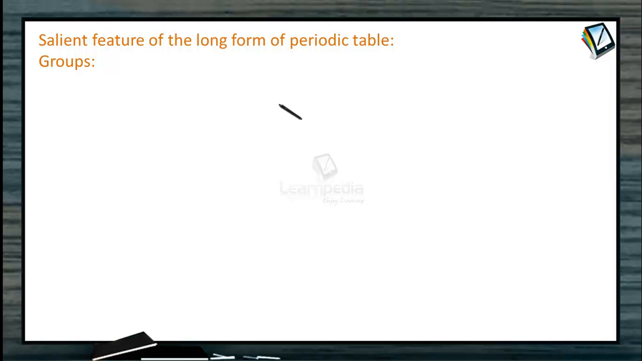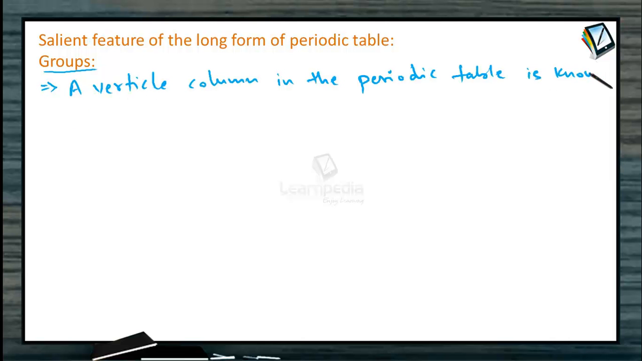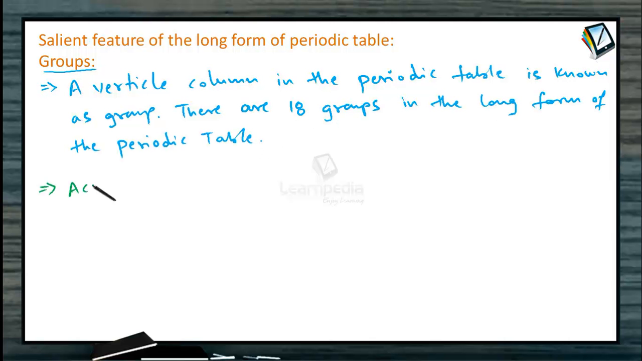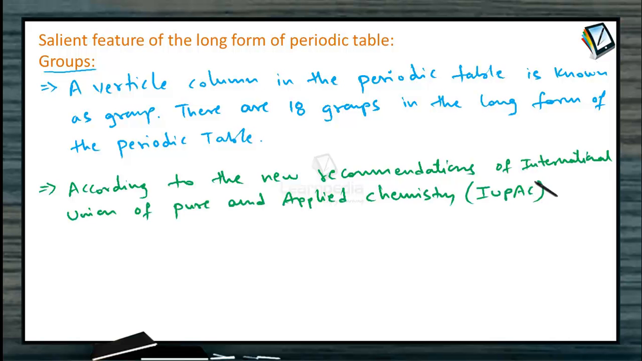Let us continue the discussion regarding the main features of the long form of the periodic table. We had discussed just now the various periods present in the modern periodic table. Now let us discuss the various groups present in the modern periodic table. A vertical column in the periodic table is known as a group, and there are 18 groups in the modern periodic table. According to the new recommendations of IUPAC, the groups are numbered from 1 to 18.